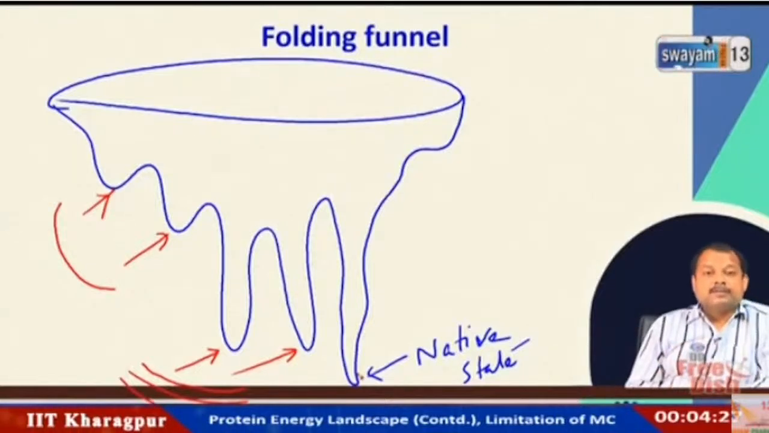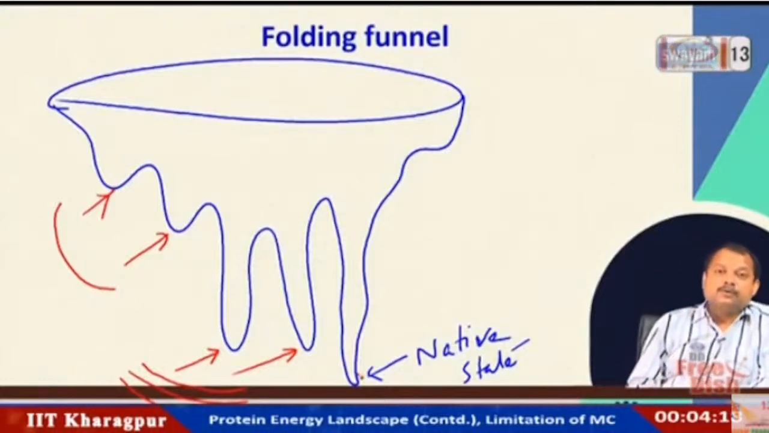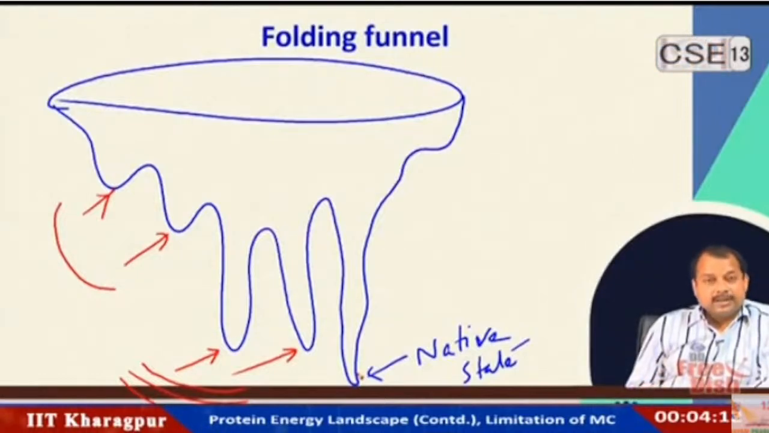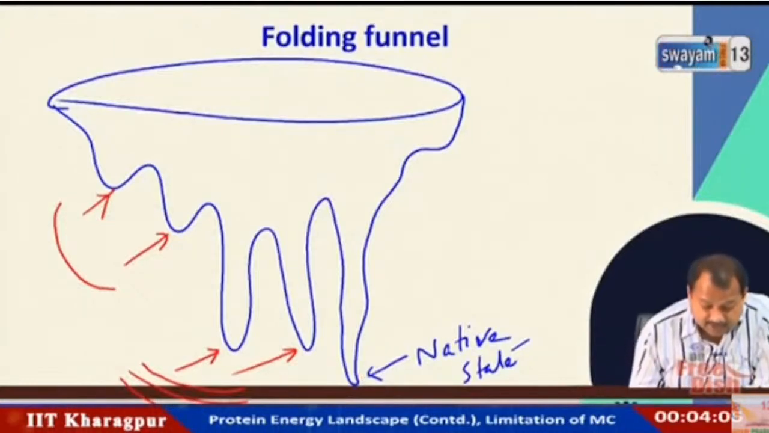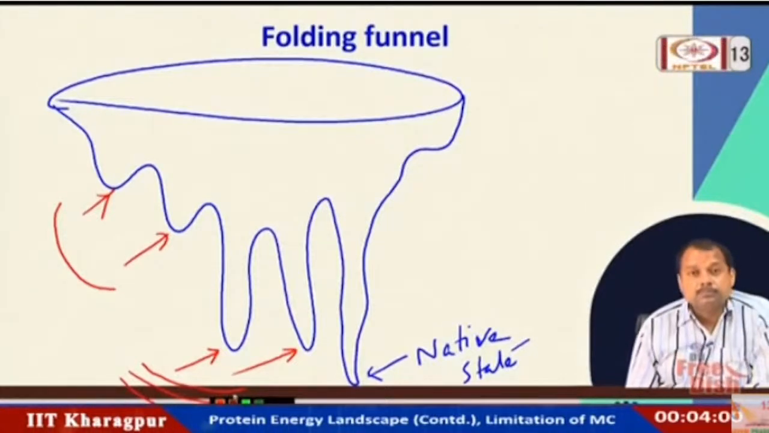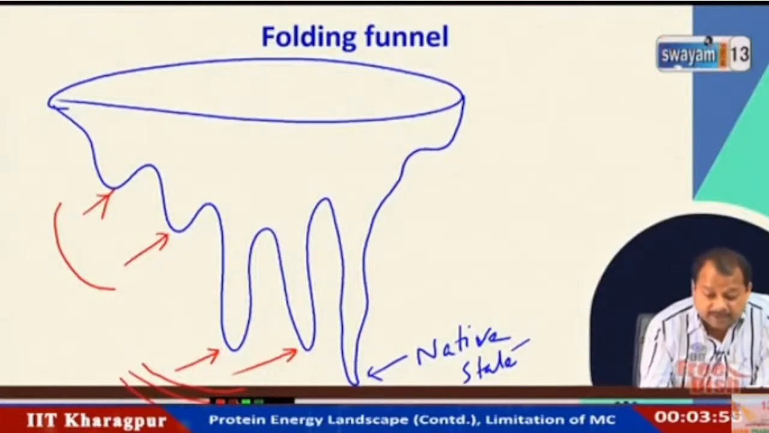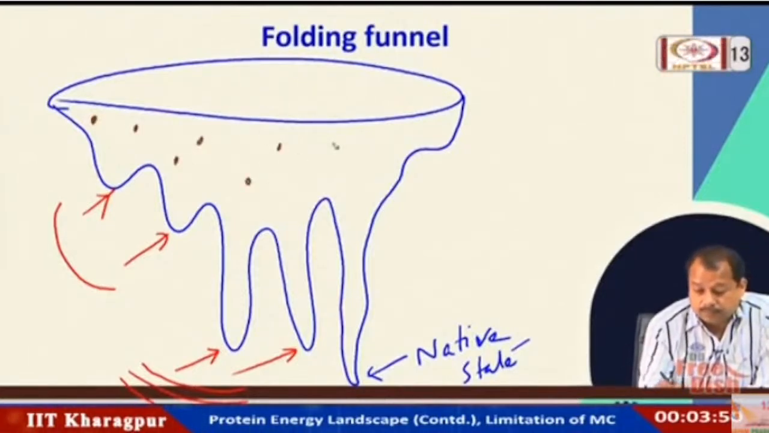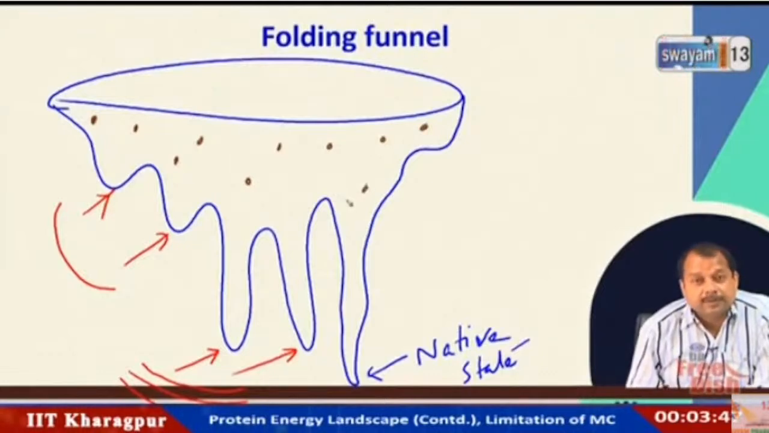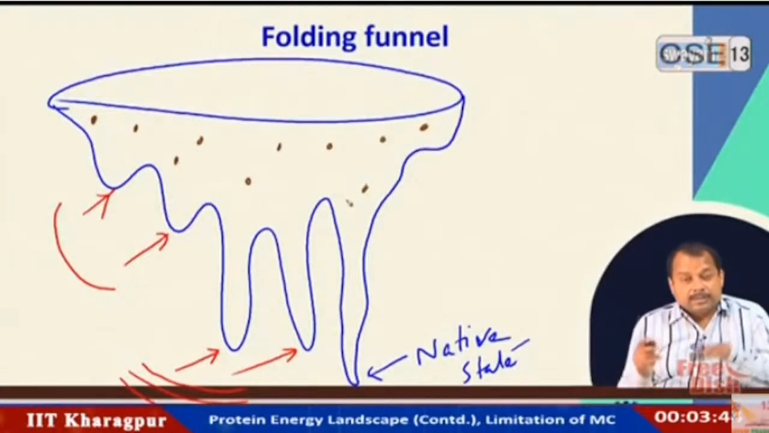So, only Monte Carlo simulation may not give me the correct solution or suggestion for a protein whose folding funnel may look like this. If that is the situation, then what shall I do? And before that, perhaps you noted during the Monte Carlo simulation technique, if my situation is here, then I can randomly move, that is fine, but say it is Monte Carlo simulation.